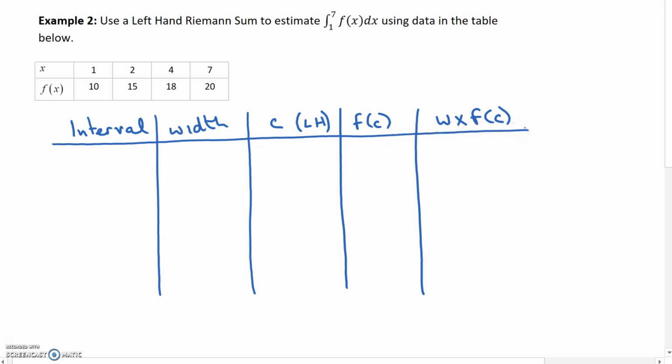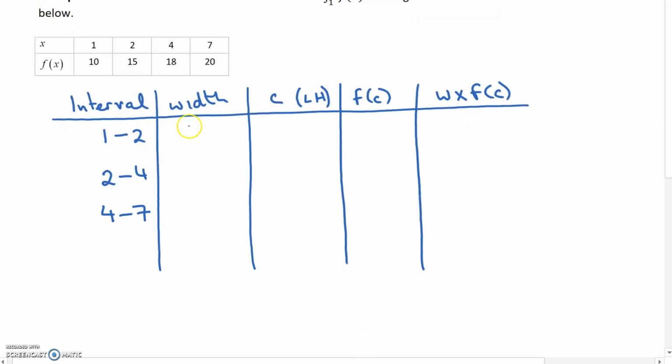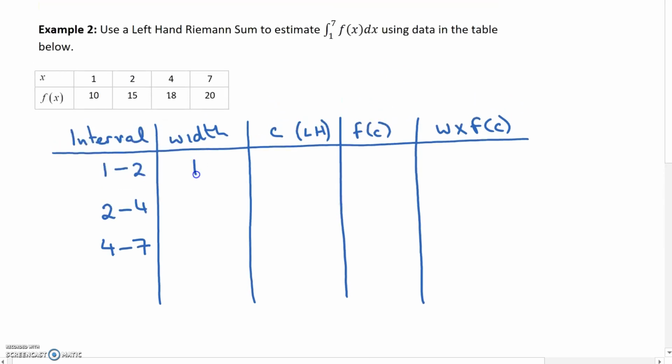Okay, so here we go. The intervals are going to be the x intervals. So from 1 to 2, from 2 to 4, and from 4 to 7. Those are going to be our intervals. The width of each interval is just the gap between each one. So from 1 to 2, that's a gap of 1. From 2 to 4 is a gap of 2, and from 4 to 7 is a gap of 3.